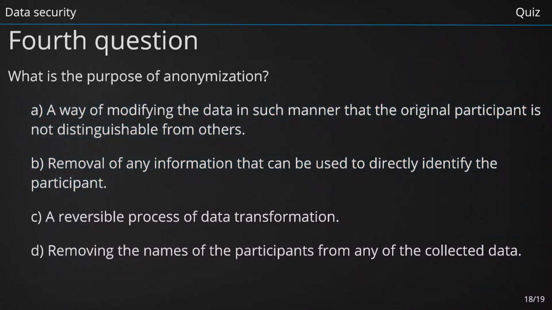Anonymization is a non-reversible process, so this eliminates the option C. And just removing the names of participants is not solving the problem. It's certainly one of the steps that can be used, but by itself, it's not enough. There could still be additional information in the dataset that could be used to identify the participant. For example, date, place of birth, ethnicity, nationality, religion, and many more.